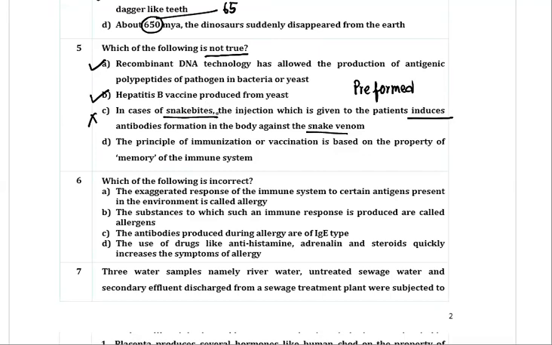And let's see the fourth one. The principle of immunization or vaccination is based on the property of memory of the immune system. That is correct. This is true. So in the question, it is asked which is not true. So here, option C is not true.